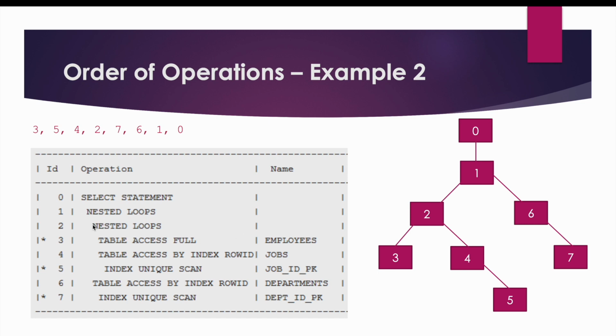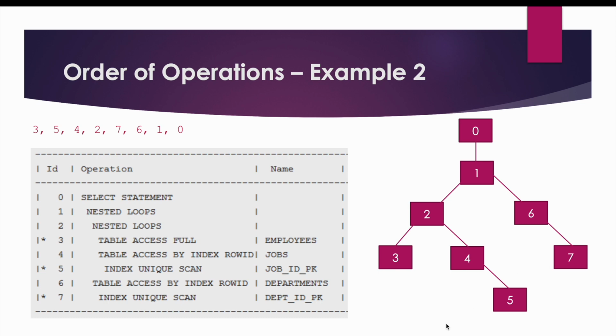Operation number 2 has two children, that is 3 and 4. Since 3 is on the top and 4 is on the bottom, we have written 3 on the left hand side and 4 on the right hand side. Again, operation number 4 is now the parent and its child is 5. So we have written 5 under operation number 4. The only operation now left is operation number 7, and operation number 7 is the child of 6. So we have written 7 under operation number 6.